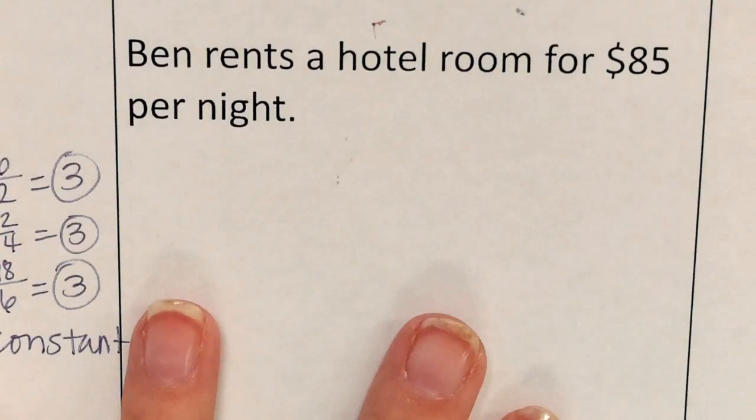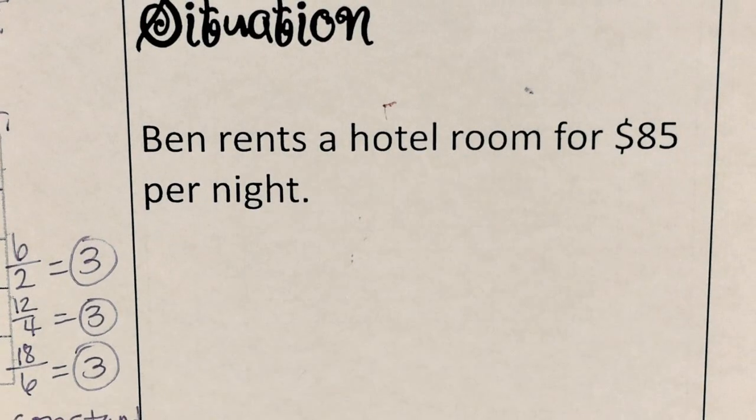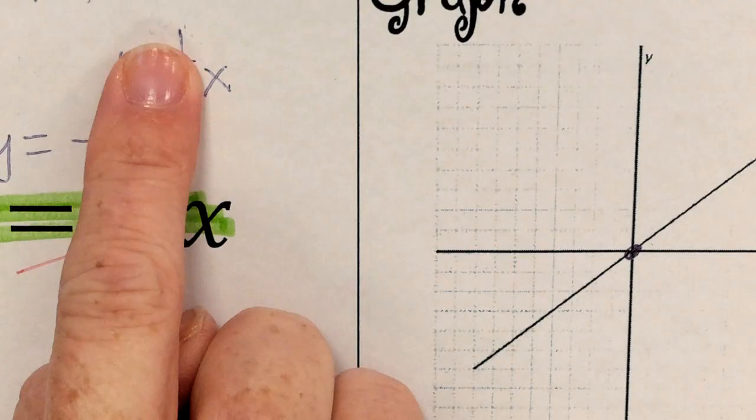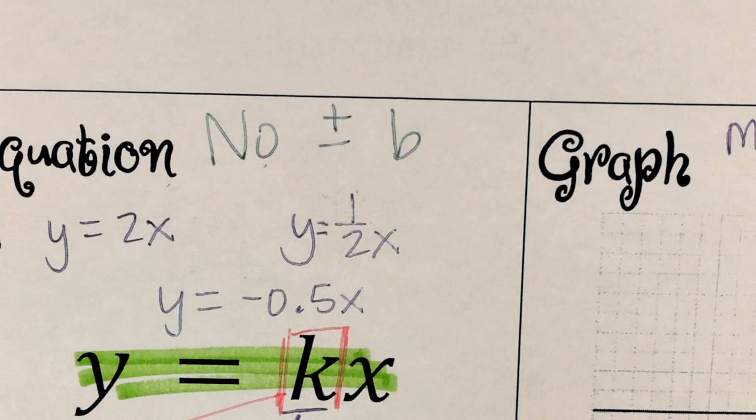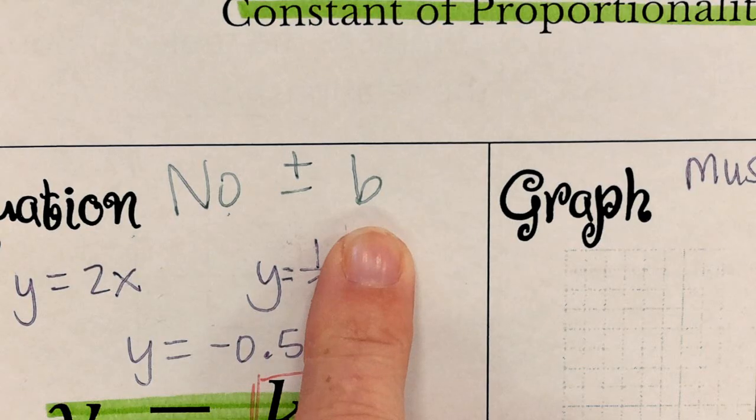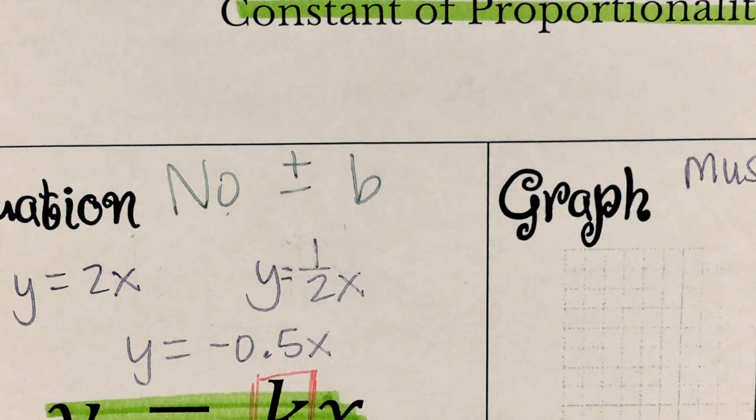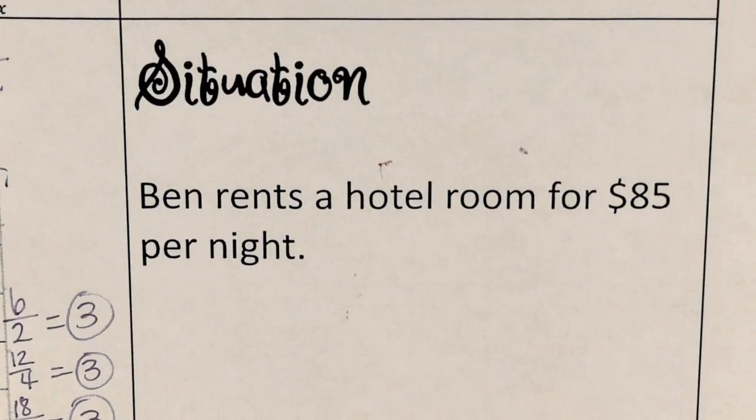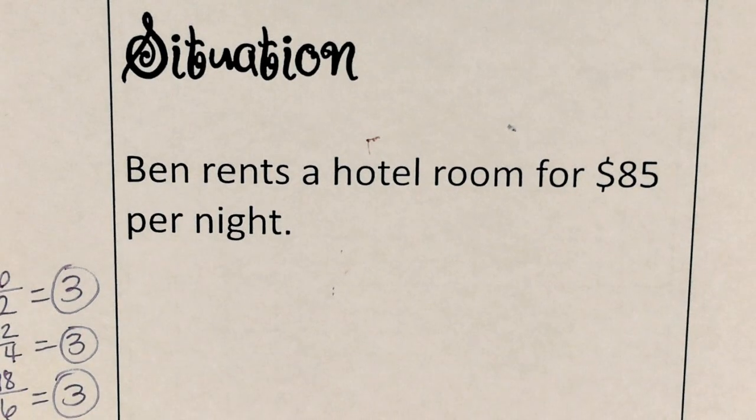All right. How do you know if a real life situation is proportional? You write an equation for it. If you write an equation for it and there's no one-time fee or starting amount, then it's proportional. So let's look at it this way. Ben rents a hotel room for $85 per night. How would you write this as an equation?